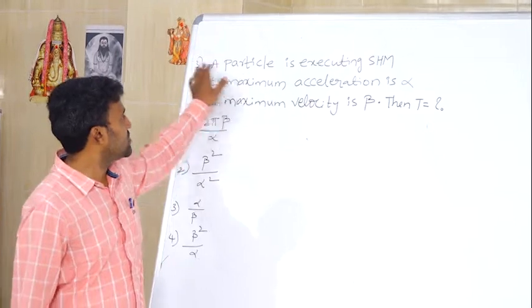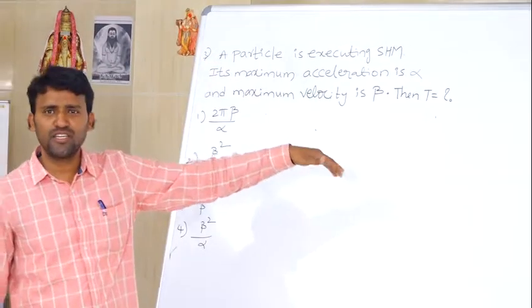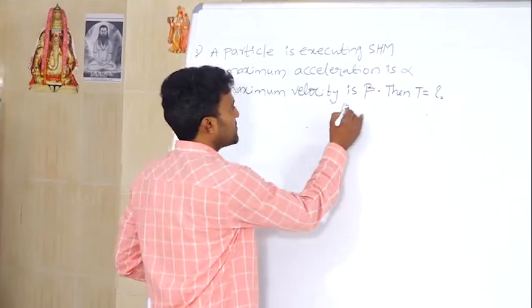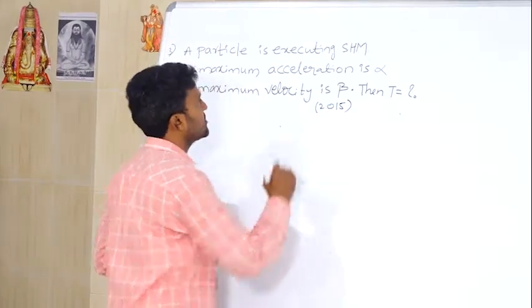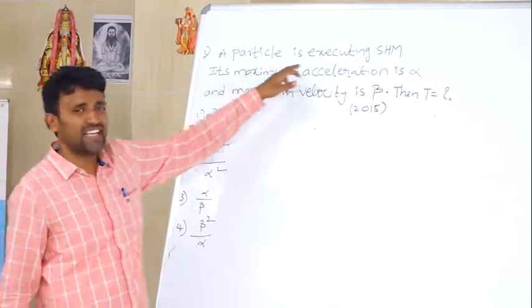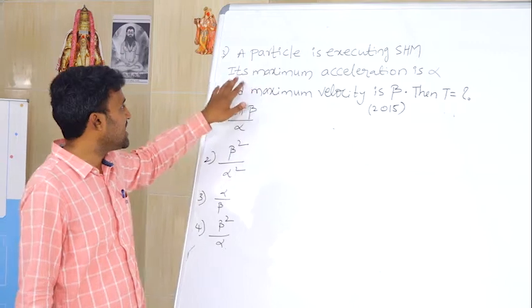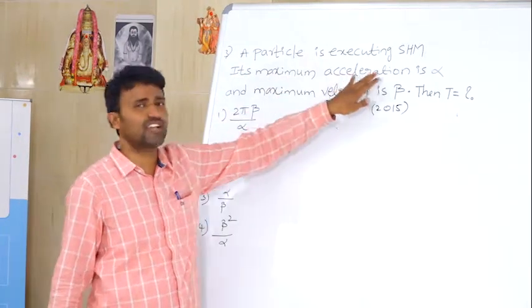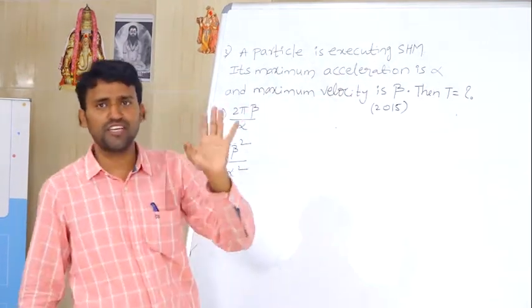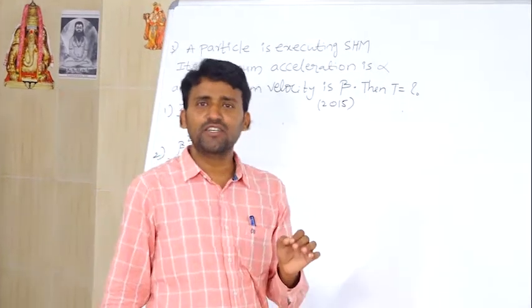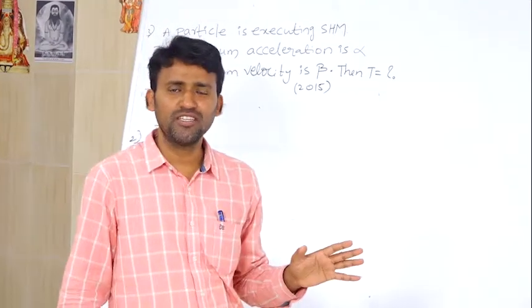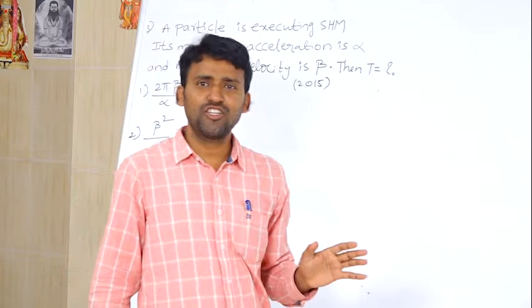A particle, third problem, it is also an AIPMT 2015 question. A particle is executing simple harmonic motion. Its maximum acceleration is alpha. First given, the particle is executing simple harmonic motion, and maximum acceleration is alpha.